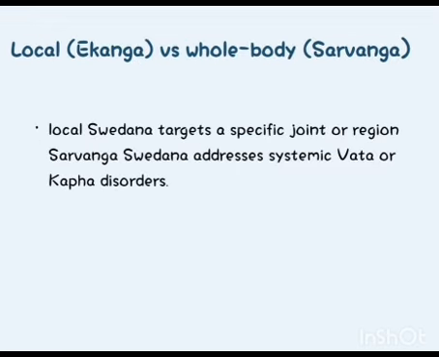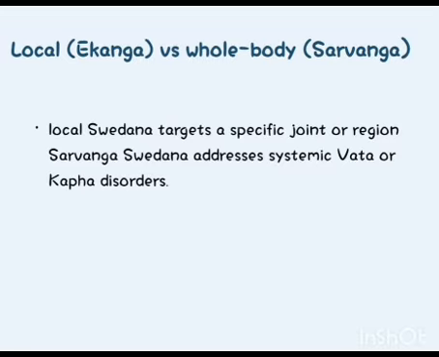Based on application, it is two types, Ekanga Sweda and Sarvanga Sweda. Ekanga Sweda means it is done to a specific point. Sarvanga Sweda means it is done for the whole body, for Vata dosha and kapha disorders.